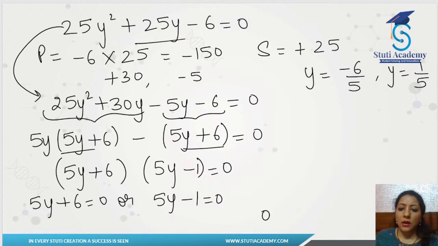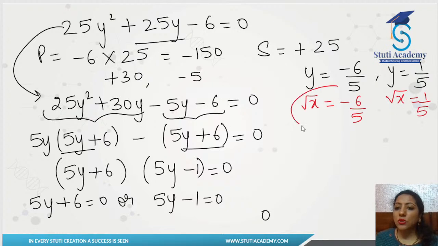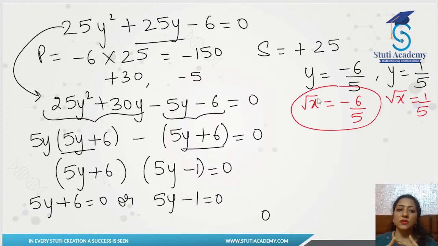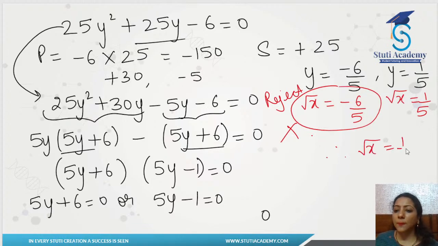Now y we had taken as square root of x. So we can say the square root of x is minus 6 upon 5 and square root of x is 1 by 5. Now please notice right in the beginning in the question, it was given to us that the sum of a number and its positive square root. So we were supposed to consider only the positive square root. So we will not consider this. We'll reject this. That is why we have square root of x as 1 upon 5.